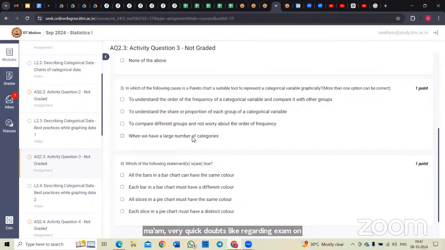Ma'am, I had a doubt regarding the exam on 27th October. What will be the format of our exam? Will it be MCQ or objective? Yeah, it will be MCQ. And ma'am, what about the end sem? It will be MCQ, MSQ, then subject. Thank you, ma'am.